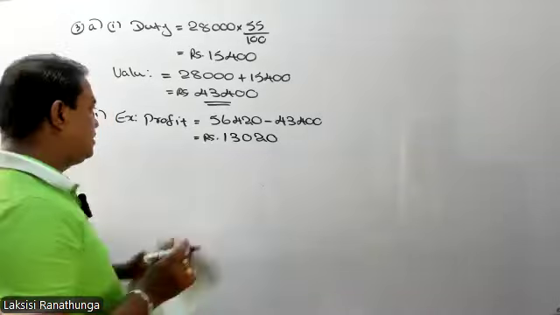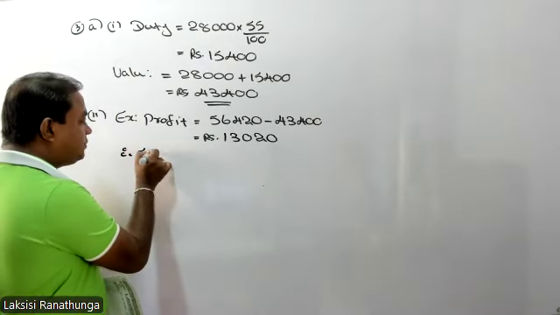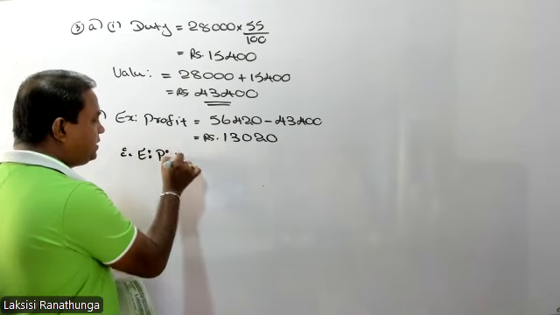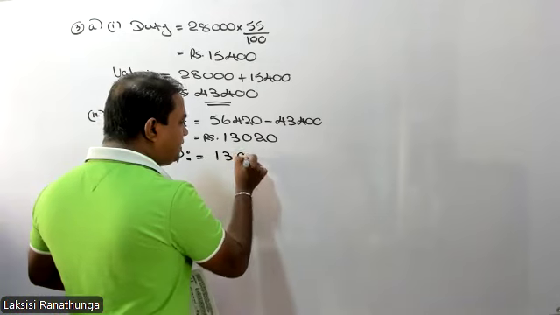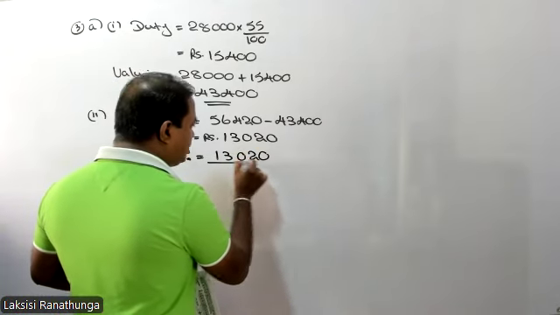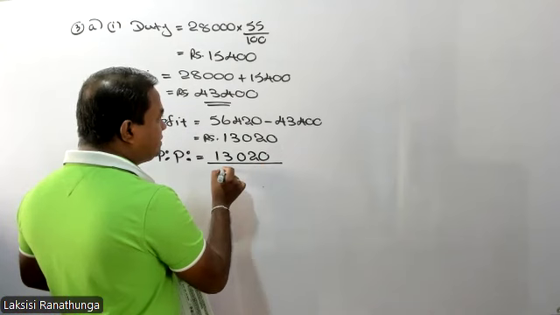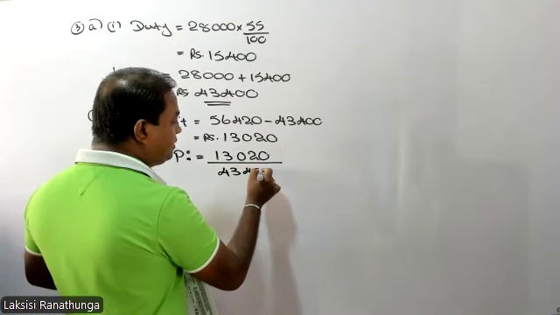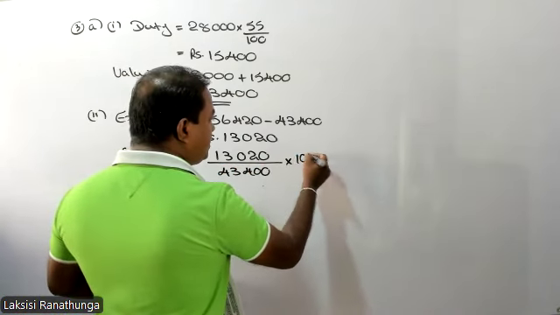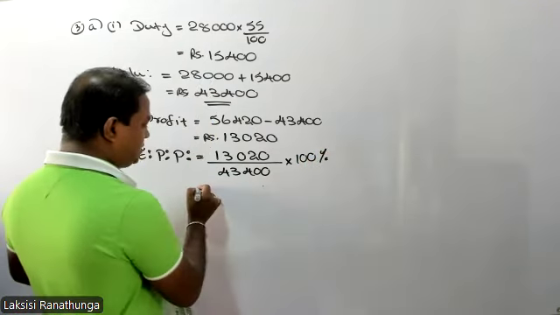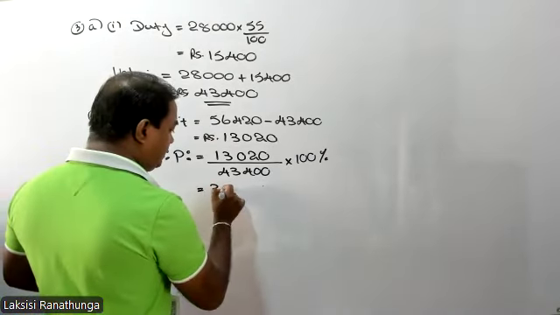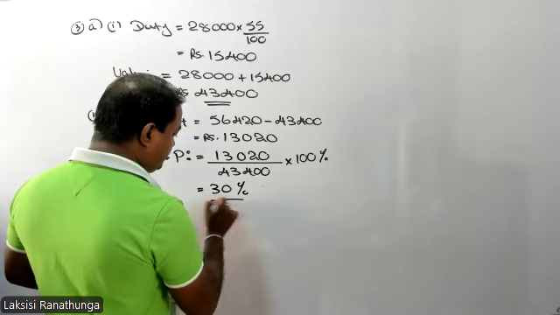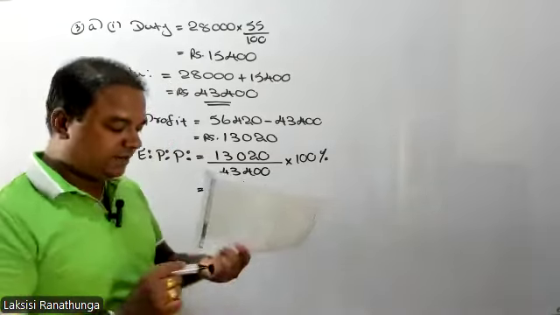13,020 rupees. Therefore, expected percentage profit is expected profit 13,020 over cost price 43,400 multiplied by 100%. So expected percentage profit is 30%. Expected percentage profit is 30%.